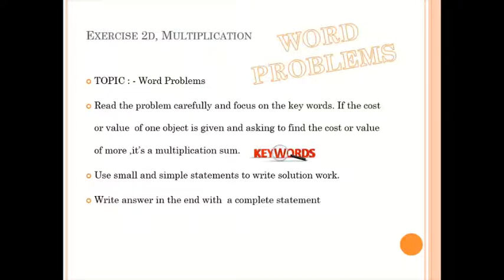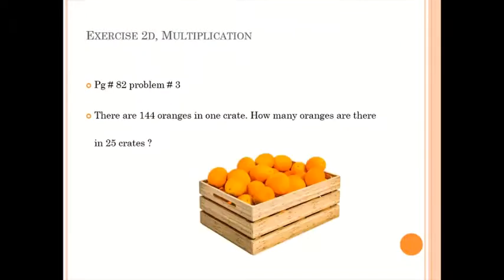For example, they are asking cost of 12 books. So in the end you will write, cost of 12 books is 293 rupees, like this. This is the way, the same method that you have done in addition and subtraction, you will follow here. Now, an example given in your exercise.